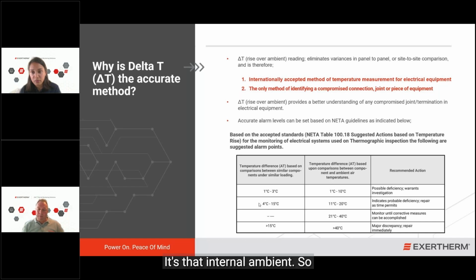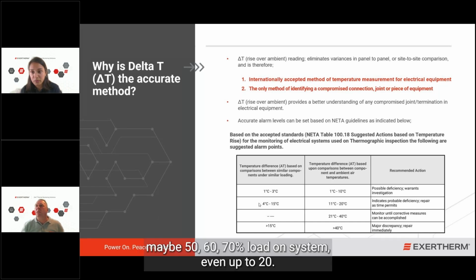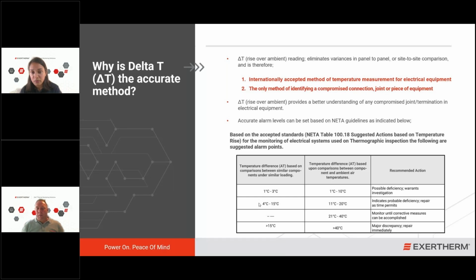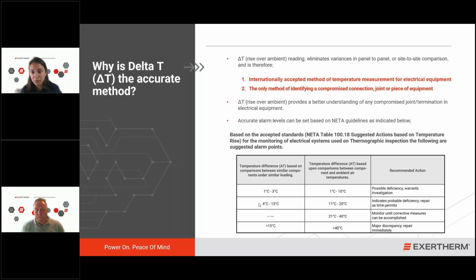It's that internal ambient. So 1 degree to 10, it says possible deficiency. Really, 1 to 10 degrees is quite normal, especially if you've got a reasonable load, maybe 50, 60, 70% load on a system. Even up to 20, you talk to a lot of electrical engineers, and at full load on a system, people are generally happy that, yeah, it could be up to around that 20C, but just keep an eye on it. It's getting warm, but it's not a problem.